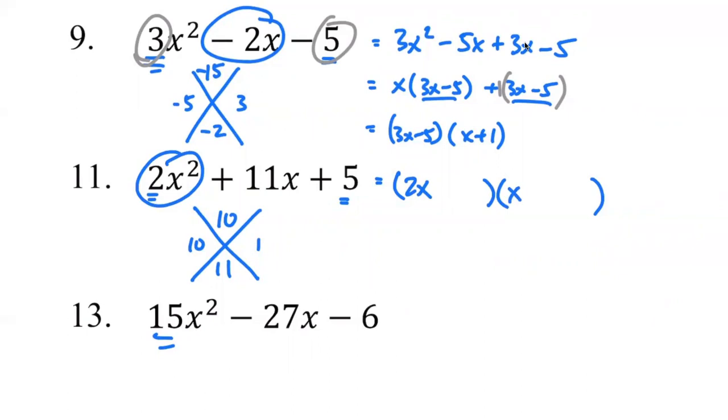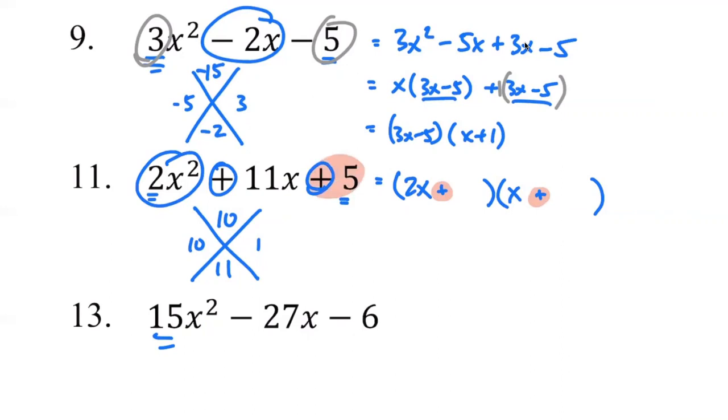Sure, that's not a big deal, but we know for sure that it's going to be 2x times x, okay? Now, you also look at these two signs. They are both pluses. That means these are going to be plus signs inside the parentheses. The reason we can tell this for sure is because you have to have two positive numbers to get us a positive product right here, right?